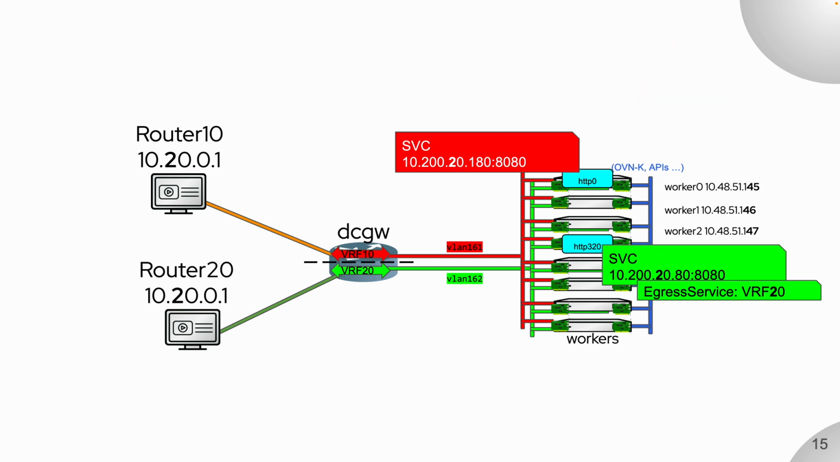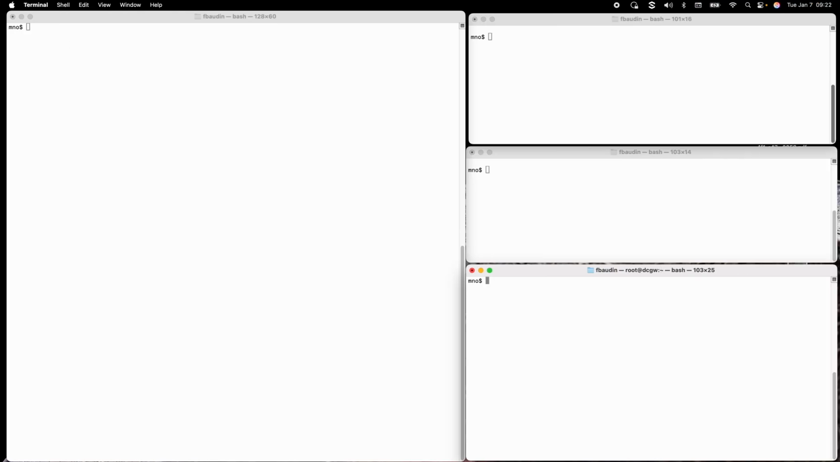Then the second part of the demonstration is the same setup, but this time we will update the service IP to 10.200.20.180. So it's going to be part of the same CIDR of the service on VRF 20, and this is not going to work, and I'm going to show you why. Okay, let's go on the lab.